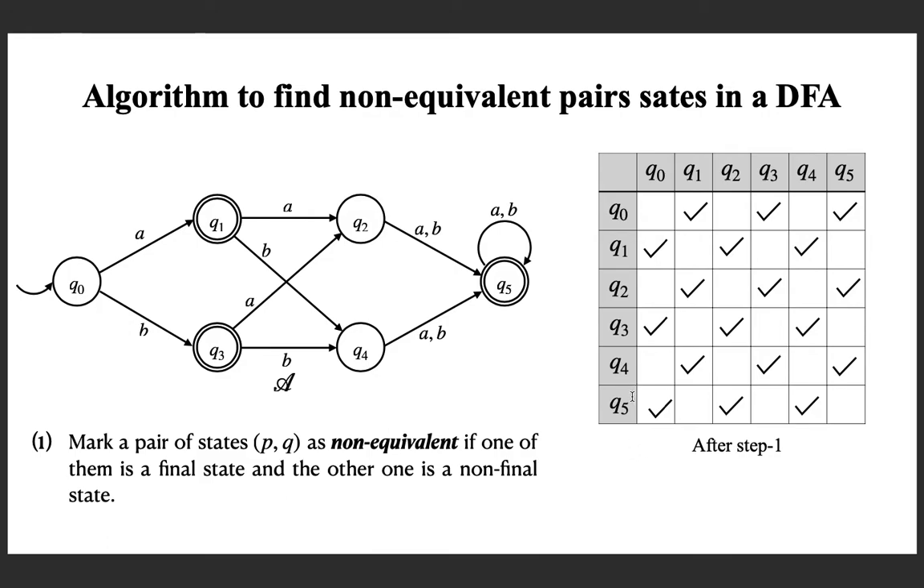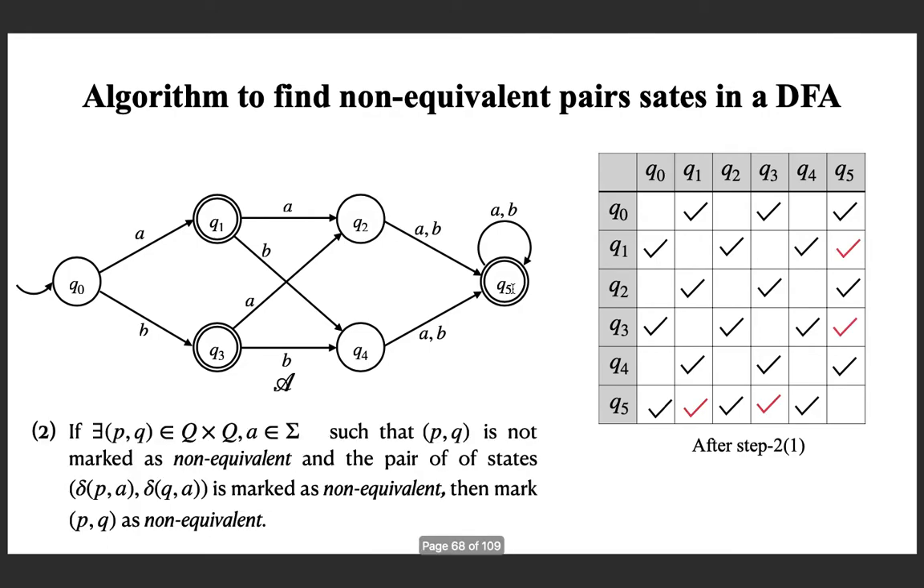And hence, because from Q1 on A you are going to Q2, and from Q5 on A you are going to Q5, you can mark Q1, Q5 using the second rule. Don't worry if you are not able to see it now. You check it offline and you can see that it's correct. Just look at the statement of the algorithm and execute it. That's what you do. And this is the first pass of the second step.